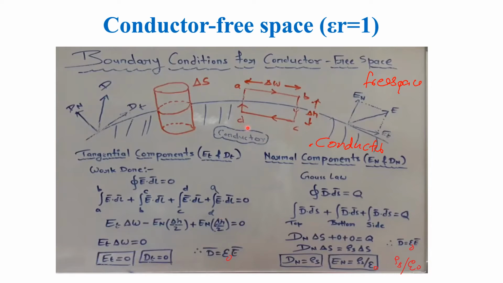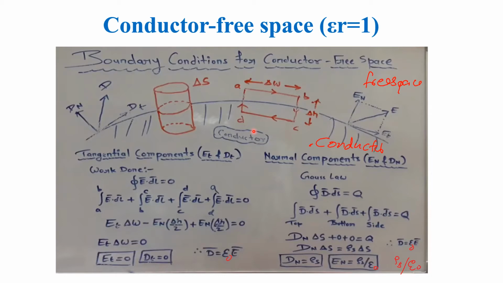Then the last one is the integral from D to A. That also we can consider as two parts: delta H by 2 inside the conductor, and delta H by 2 in the free space. So we are considering only the part in free space. So E normal times delta H by 2. There, the electric field normal component is outward, and this length D to A is also directed outward. Therefore, it is positive. They are in the same direction, so cos 0 will come. So En times delta H by 2.